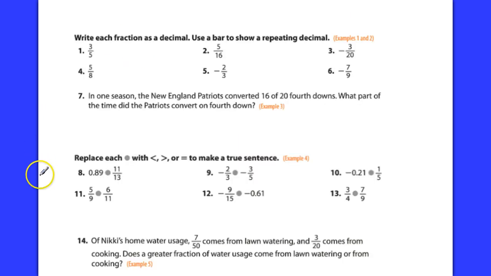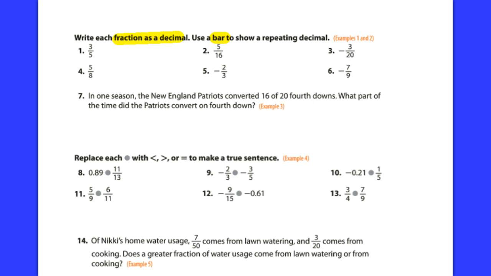All right, so let's take a look at the back and see if we can work through some of this. We probably won't get all the way through, but maybe most of it, and then we'll have maybe one more short video. This says to write each fraction as a decimal. Okay, so we're going to write the fraction as a decimal and then use a bar if it's repeating. They want you to do the bar notation.